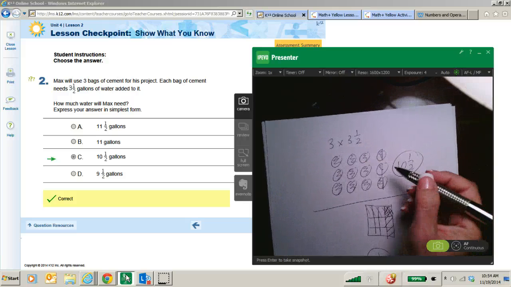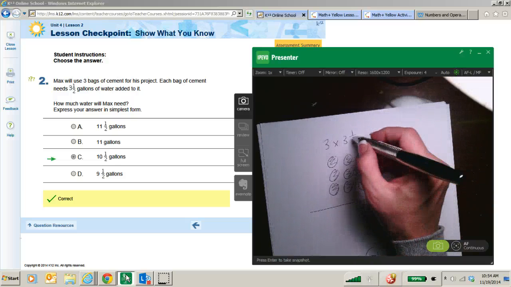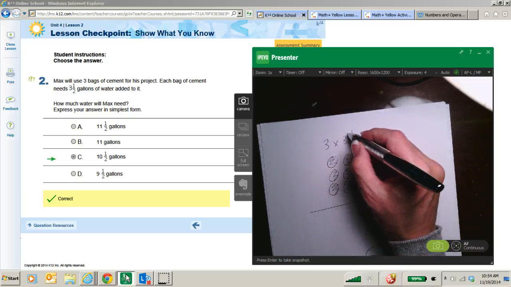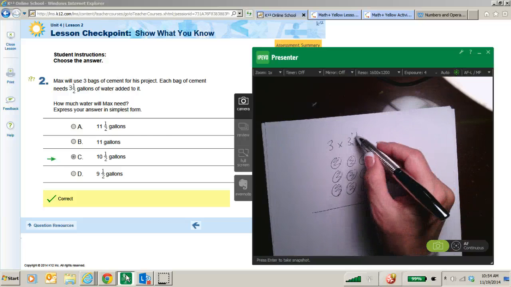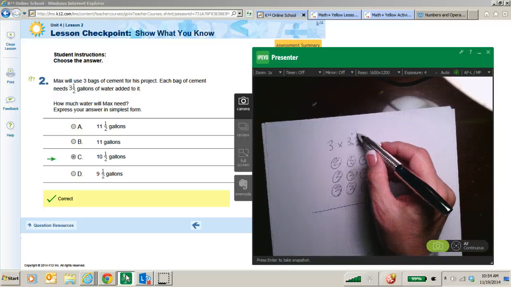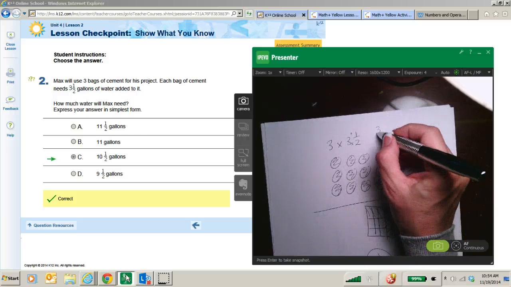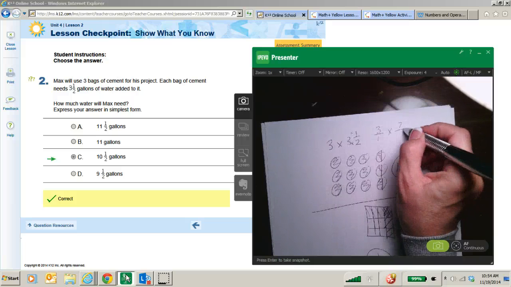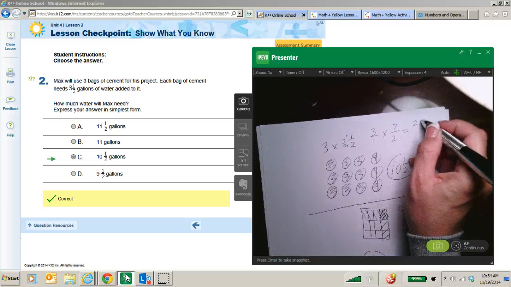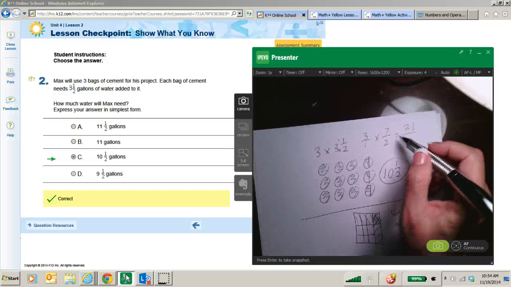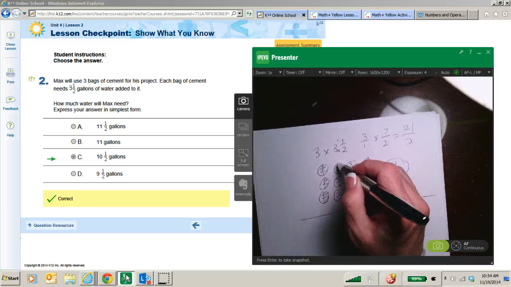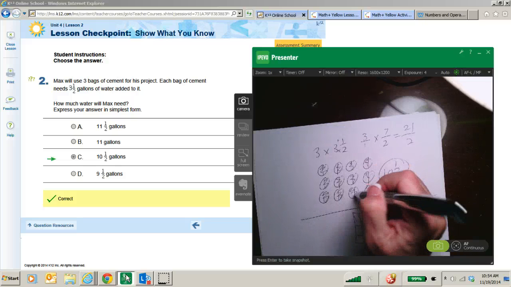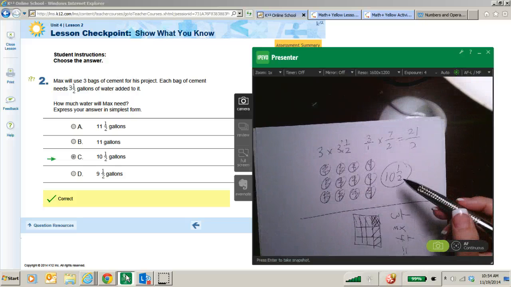If I followed the standard algorithm, I would be encouraging students to change this from a mixed number to an improper fraction by multiplying and then adding. So I would have 3 times 6, 7 halves, which would end up with 21 halves. And again, this would show that exact same thing, that I have 21 halves.